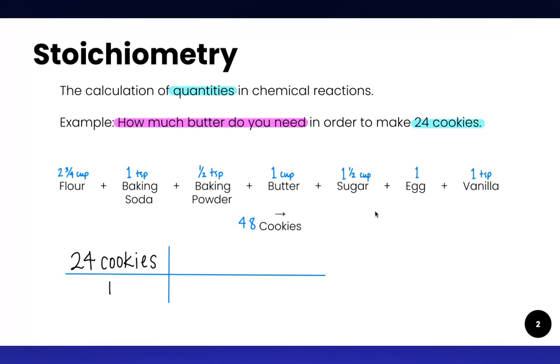And now I'm going to use the molar ratio or the coefficients to tell me the ratio between butter and cookies. So for every 48 cookies, I need 1 cup of butter. So that's the ratio I'm going to put in my railroad tracks. The same unit, I need the unit cookies to cancel out, so I'm going to put that one on the bottom. And cups of butter goes on the top.